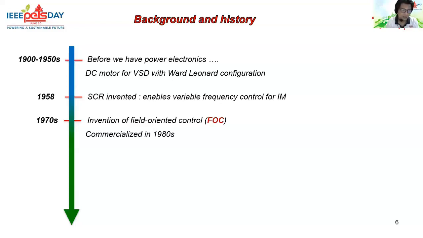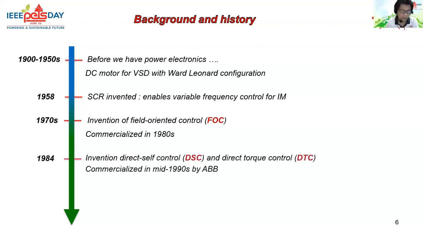But then I would say that the first breakthrough in AC motor drives is when FOC was introduced in the late 60s, early 70s by the two Germans, Hasse and Blaschke, which was then later commercialized in the 1980s. FOC basically transformed the induction motor into something similar to the DC motor, in which the torque can be controlled precisely and quickly, similar to what we have in the DC motor.